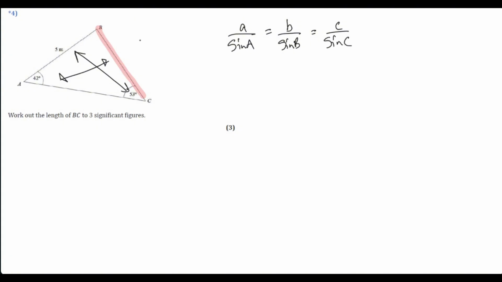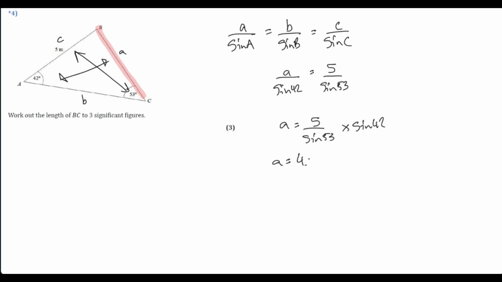Okay, so we want to work out, well, I need to label it first. That is big A already, so this will be little a, this will be little b, this will be little c. And I want to work out a, so that's going to be a over sine 42 equals, now I'm going to compare it with the c, so I'm only using the c fraction here. No need for the b fraction. That's 5 over sine 53. Rearrange for a. Just put that into your calculator, and once you do, you get 4.19 meters to 3 sig fig.